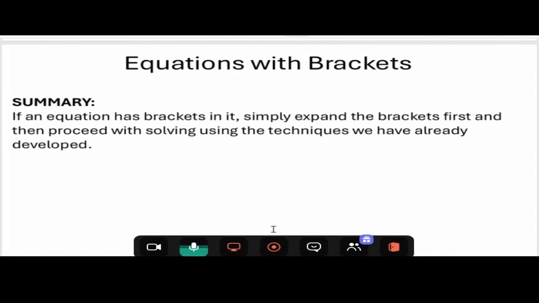All right, so I think I've got a summary, and I think that's it. Yeah. So if an equation has brackets in it, we simply expand the brackets first and then do all the stuff we already know how to do to isolate the variable.